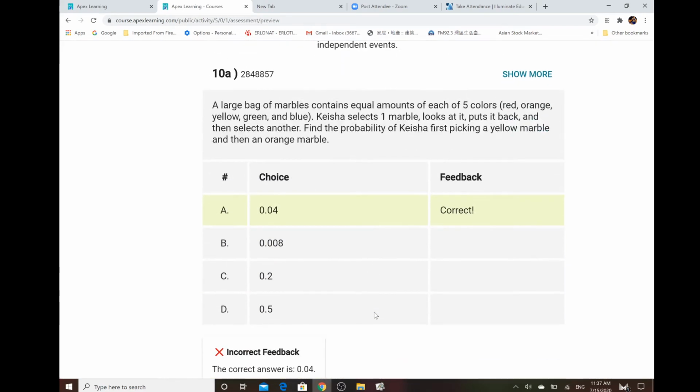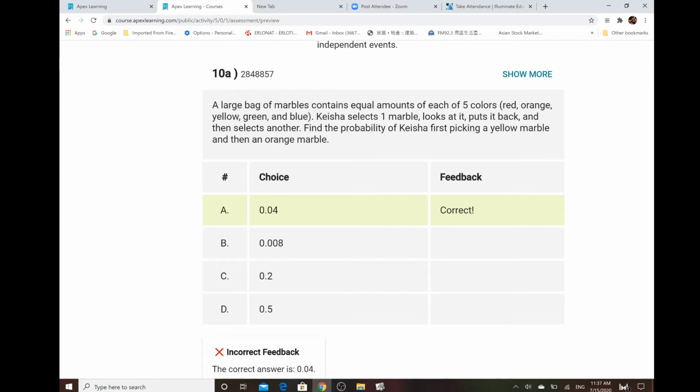So number 10. A large bag of marbles contains equal amounts of each of 5 colors: red, orange, yellow, green, and blue. Keisha selects one marble, looks at it, and puts it back. And then selects another one. Find the probability of Keisha first picking a yellow marble and then an orange marble. This one is considered replacement. Once you select one marble, you put it back with the rest of the selections. So what we got here is 1/5.